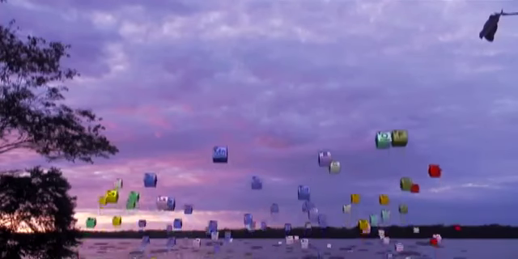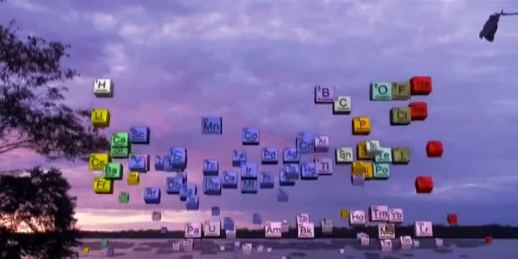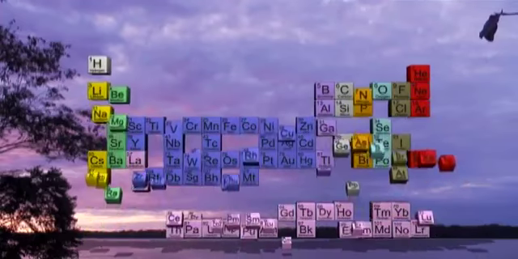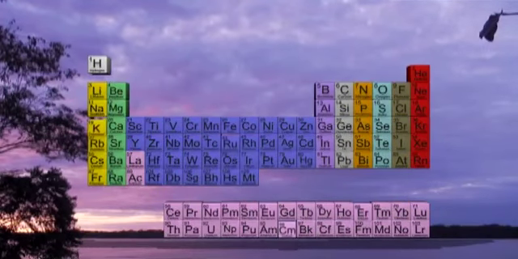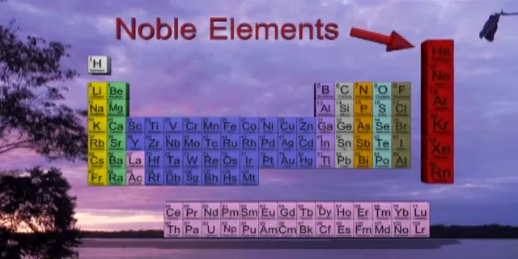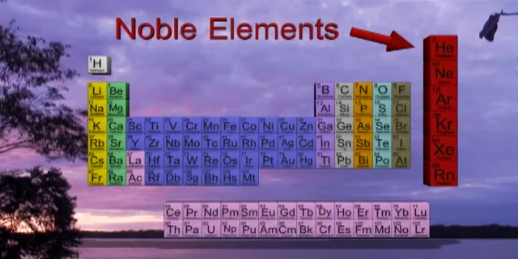To answer why ionic compounds form and why they are so stable, we need to examine the periodic table. Simply stated, atoms want to adopt the electron configuration of a noble element, and they will do this by gaining or losing electrons.